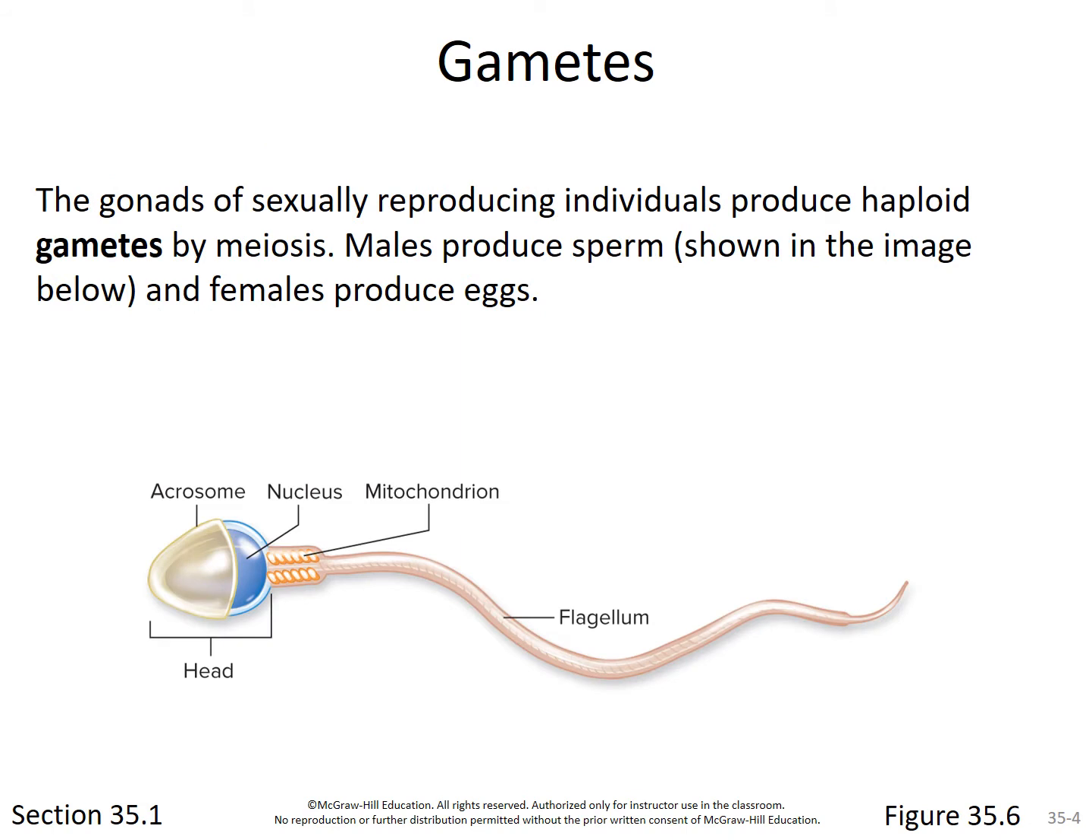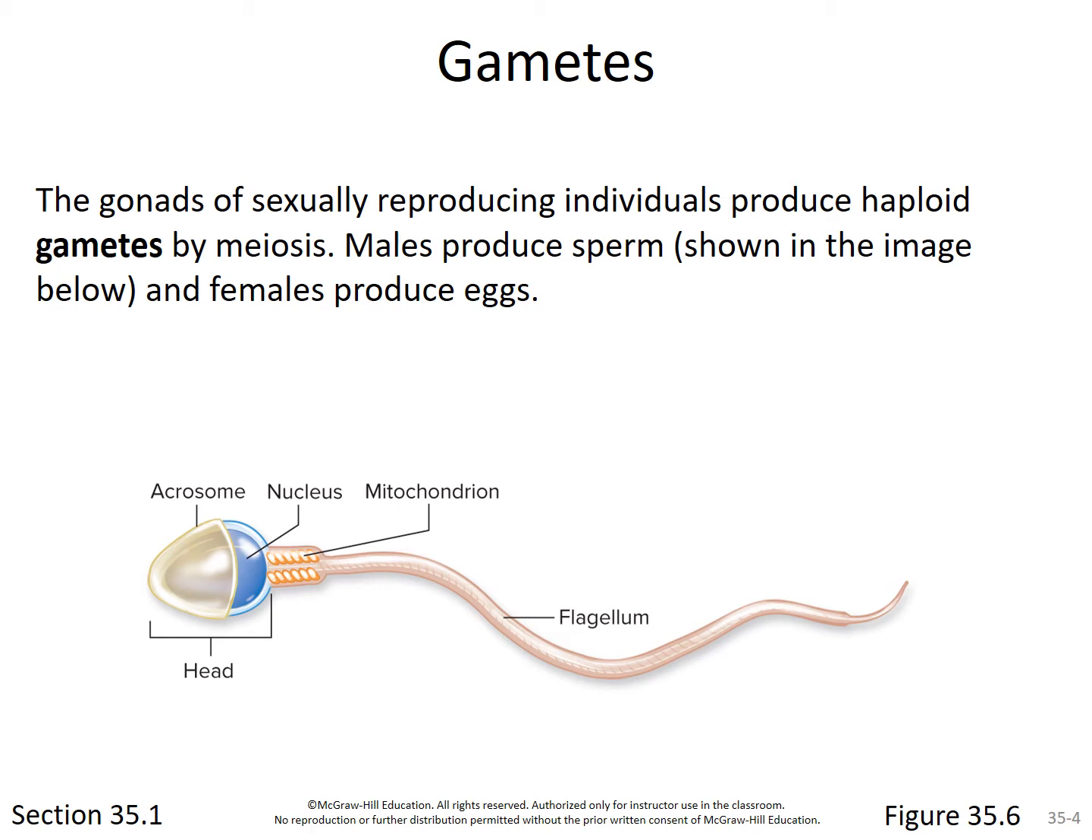So the gonads of sexually reproducing individuals produce haploid gametes by meiosis. So males produce sperm, and this is shown in the below image, and females produce eggs. Now, you may not realize this, but this doesn't just happen in animals. This also happens in fungi, and it also happens in plants.